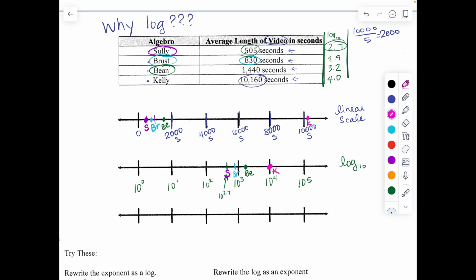So if we look here, in comparison, this is a little better than the linear scale because the first 3 were so close together and Kelly was so far away. They're a little bit closer now, but what if we used a different logarithmic scale? What if we used a log scale of 5?